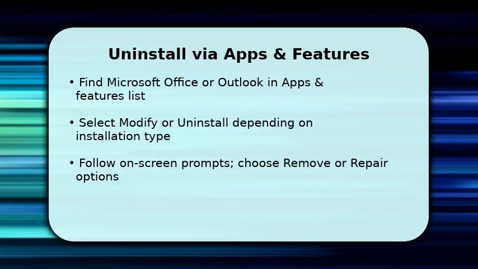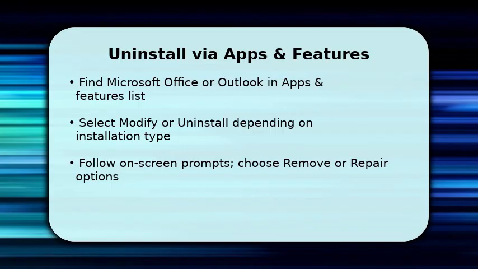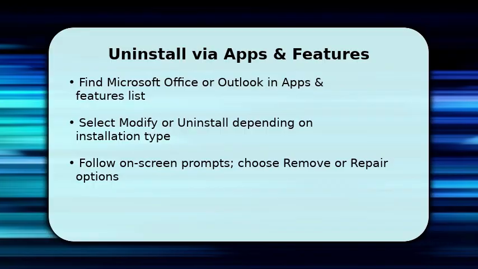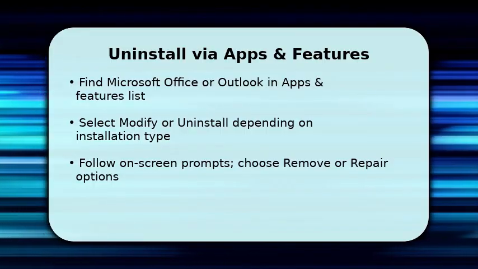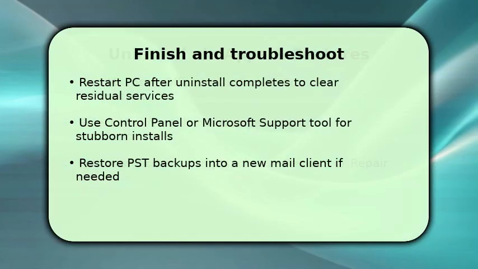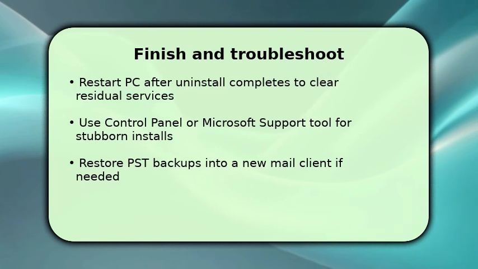Follow the installer prompts carefully. Choose Remove or Uninstall for Outlook components and confirm when asked. Make sure to read options about keeping personal settings. If you want a full removal, choose to delete settings. Wait while Windows completes the uninstall. After it finishes, restart your PC to clear background services and registry locks. This ensures Outlook is fully removed.